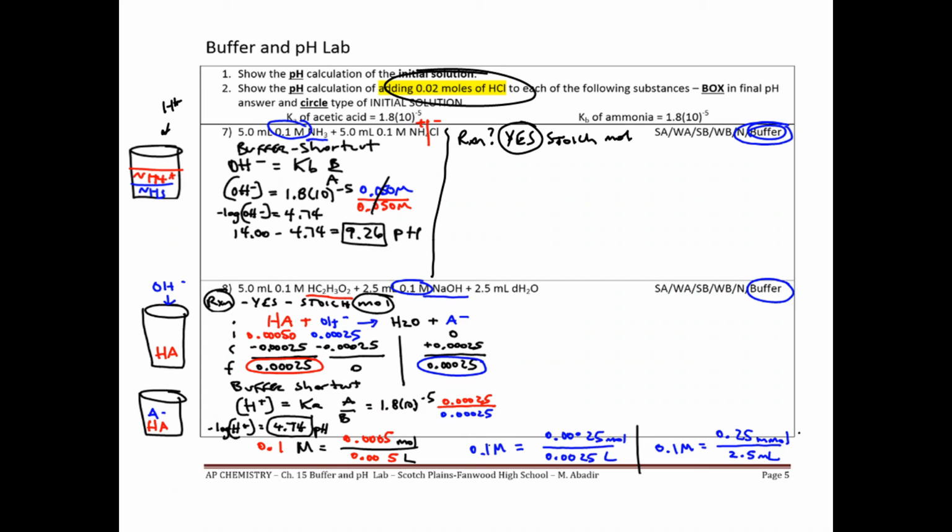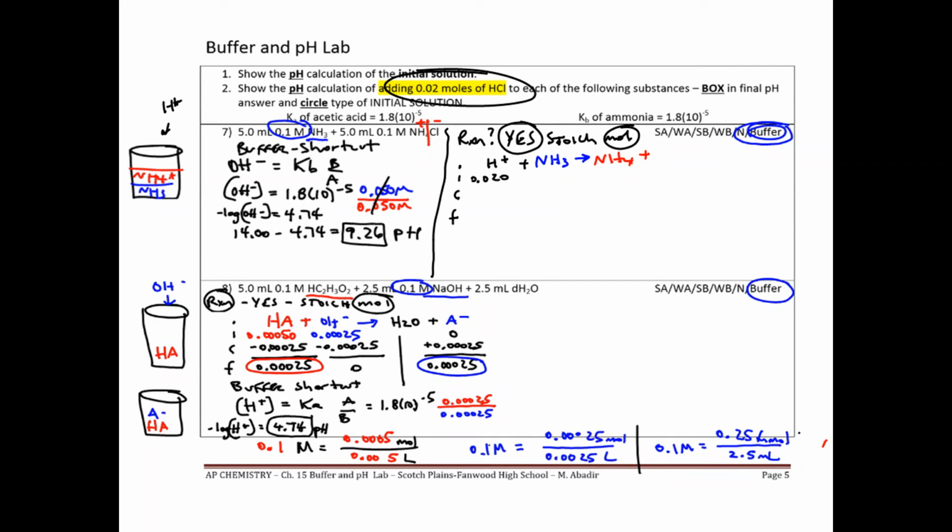So let's write that reaction. We take our H plus that we have here. We're going to react that with the base part of the buffer. The base part of the buffer is the NH3. And that's going to form the NH4 plus. And you're going to write your ICF. You're going to write 0.02 for this.